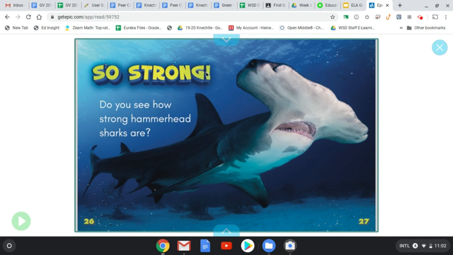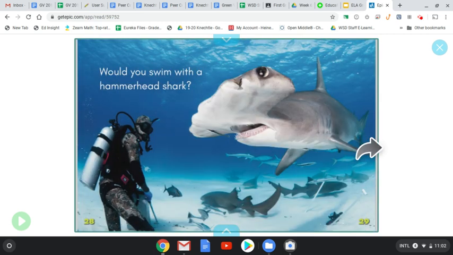So strong. So our next heading. Do you see how strong hammerhead sharks are? Would you swim with a hammerhead shark? Wow. I think he's really brave right now. I don't know if I could do that. Could you?